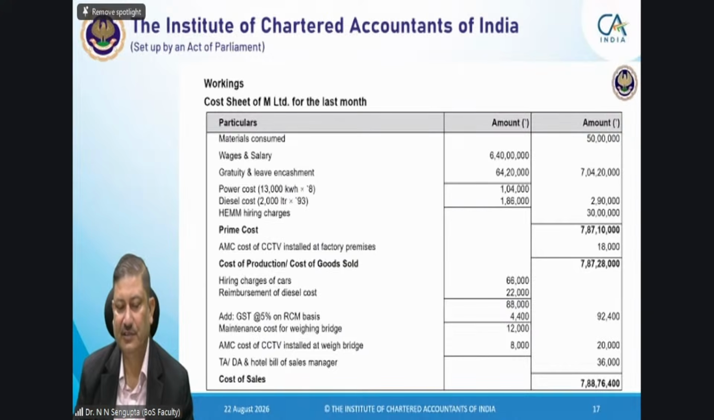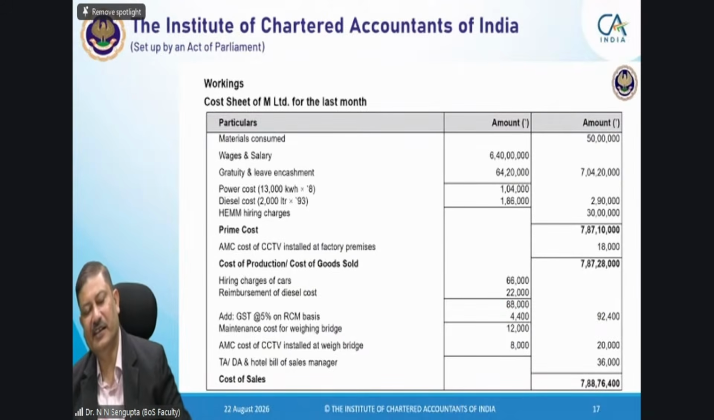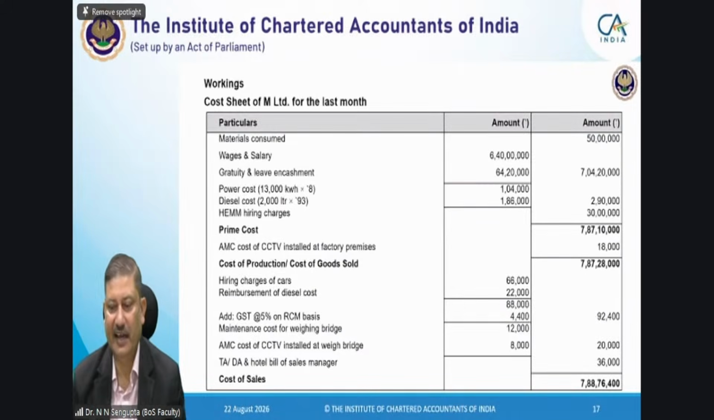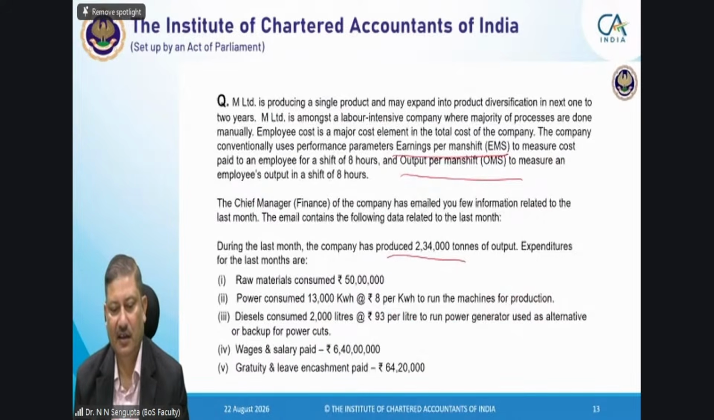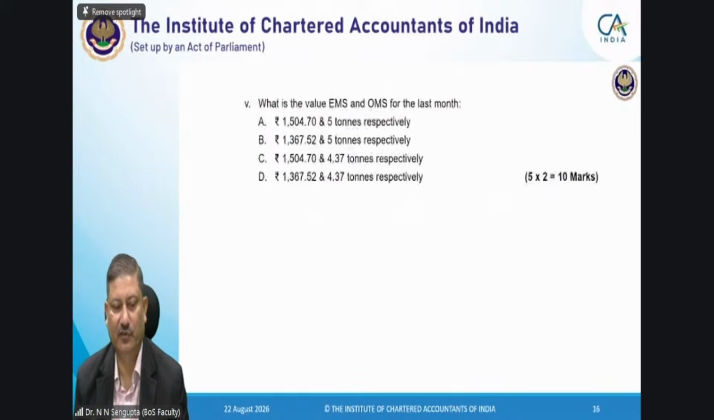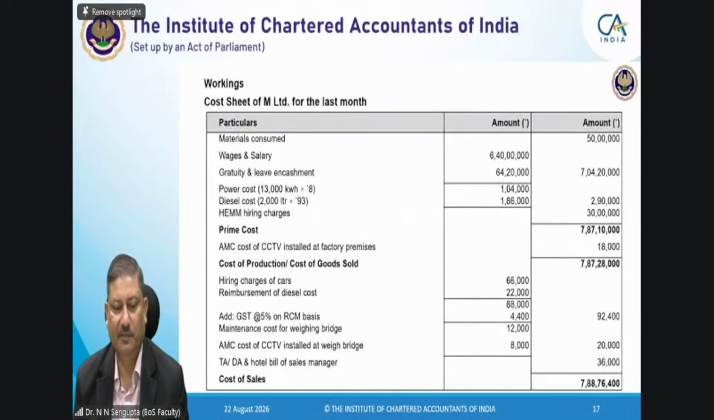So first, material consumption we have written here. When you are calculating the prime cost, it's basically direct material and direct wages, and if there is any direct expenses. These figures are already given. Material is also given, power is also given, diesel is also given. So we can multiply and put it.